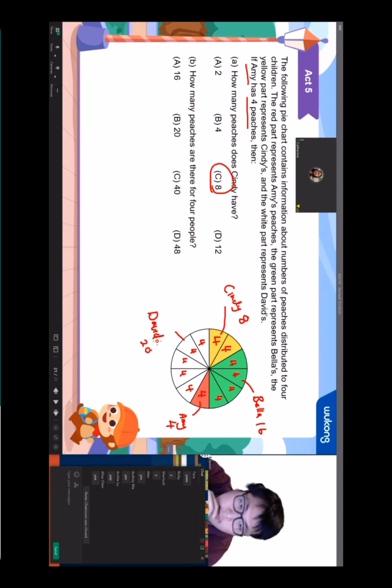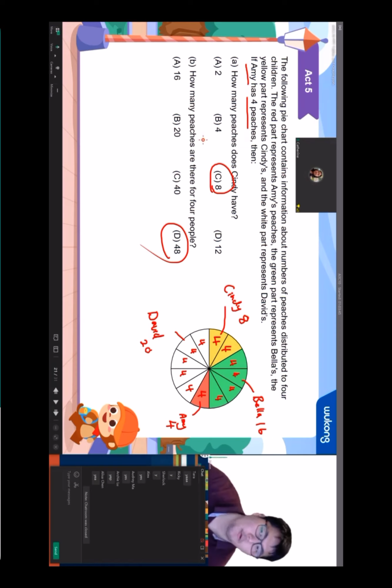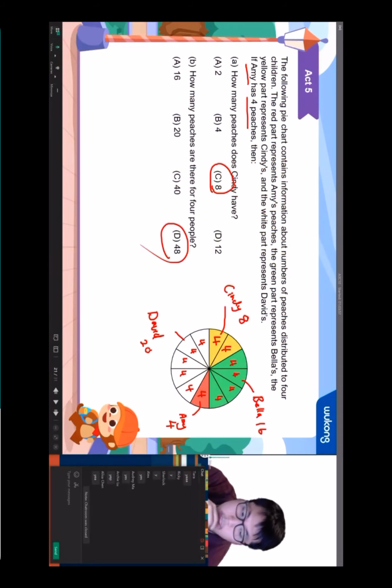And then I added them up. 16 plus 4 equals 20. Yes, this is 20. And then 20 plus 20 equals 40. Good. And then 40 plus 8 equals 48. That's right. So excellent job, Catherine. Now using this pie chart, we can clearly see David has the most because we can see a lot of white pizza slices, don't we? So well done, Catherine. Thank you very much.